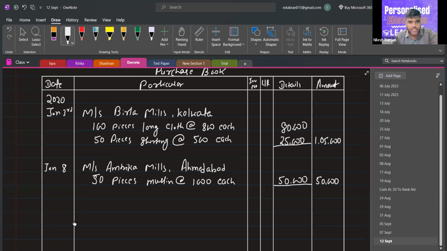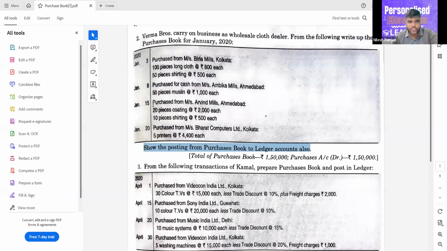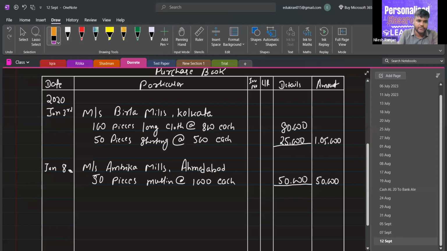And after that, there is the January 15th transaction, purchase from Messrs. Arvind Mills, Ahmedabad. And one thing, actually, the January 8th transaction we will not write here. This will not come. We have to remove this.